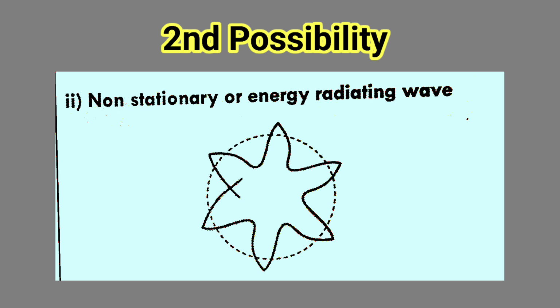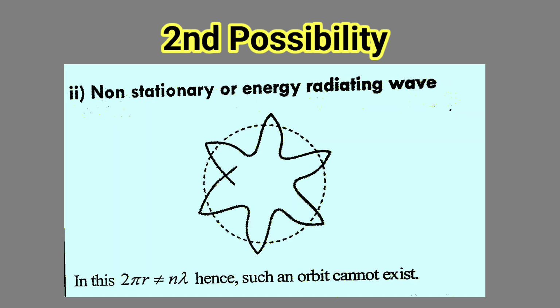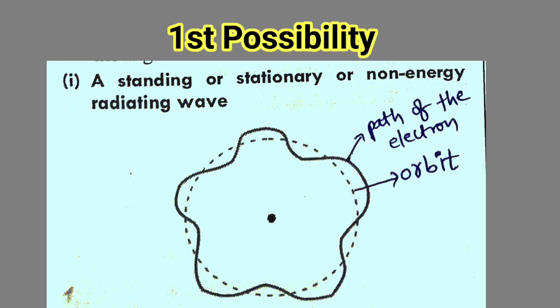Now let me explain the second possibility, that is the non-stationary or non-energy radiating wave. In this, electron is revolving around the nucleus in a fixed energy shell, but the initial and final points both are not meeting. For this possibility, the circumference 2 pi r is not equal to n lambda. Hence, such an orbit cannot exist. So, from this we conclude that the first possibility is correct for an electron.